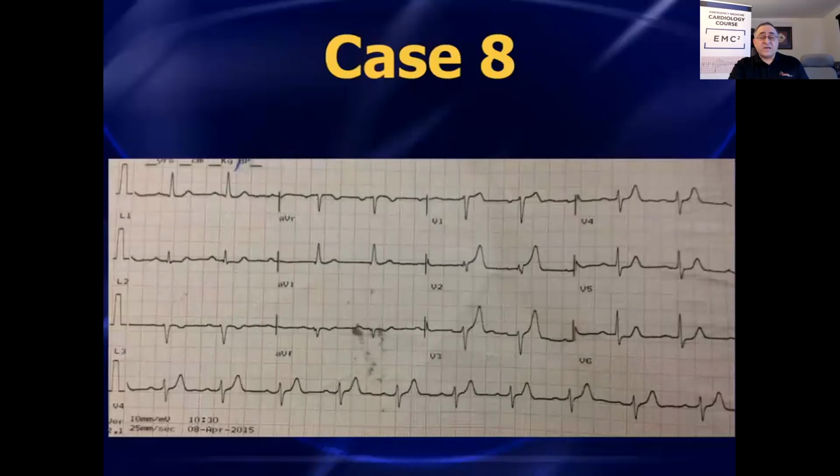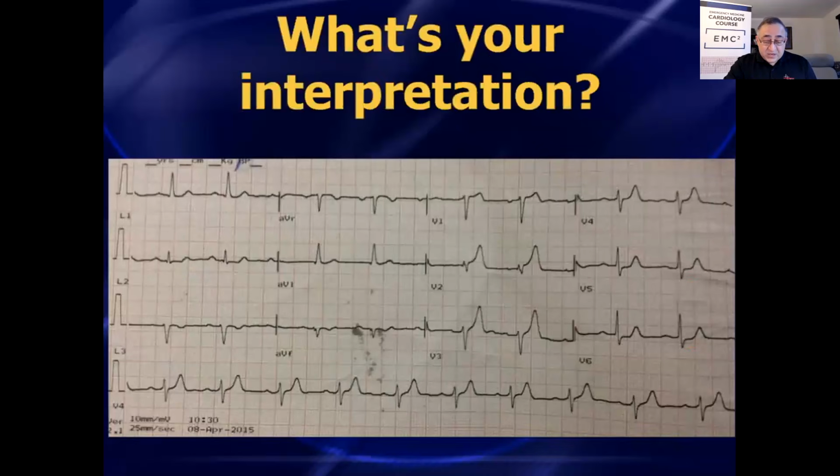Here's the initial 12 lead. Take a look at that. What do you think of this? Maybe there's just a very tiny ST segment abnormality. The computer is going to call this non-specific ST segment change. All right. And what is your interpretation of this?